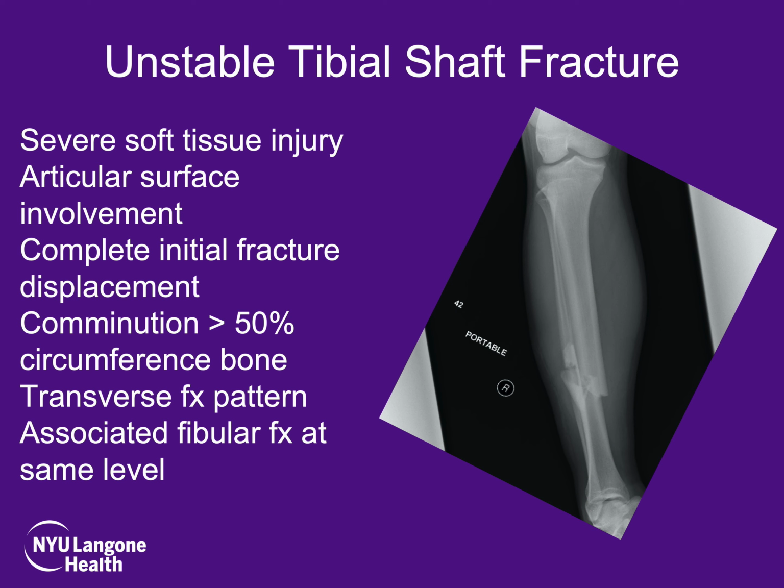Unstable tibial shaft fractures are defined as those with severe soft tissue injury, i.e. open fractures, or severe blistering, those with articular surface involvement either proximally or distally, those with greater than 100% initial fracture displacement or bony comminution of greater than 50% circumference of the bone, transverse fracture patterns, and those with an associated fibula fracture at the same level. These are less apt to be able to be treated non-operatively.